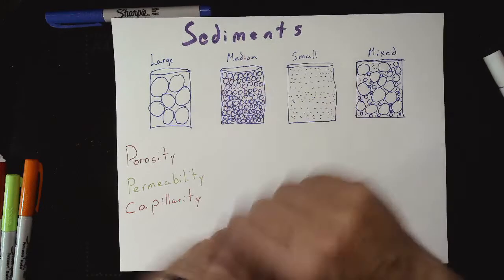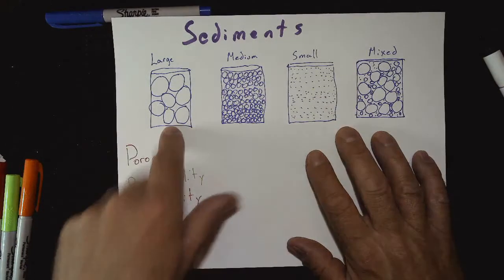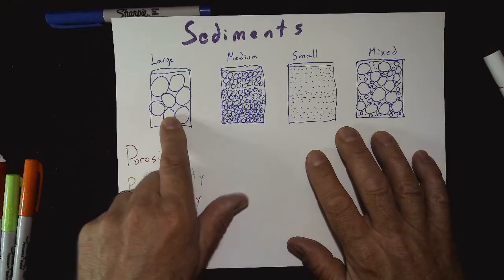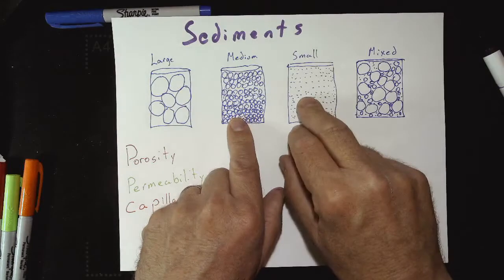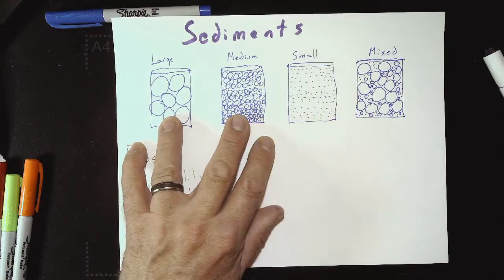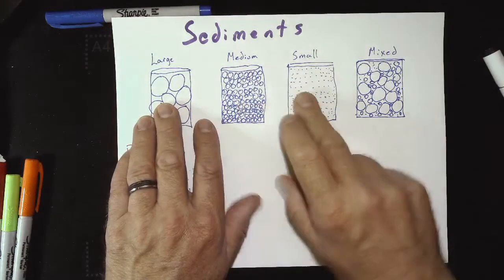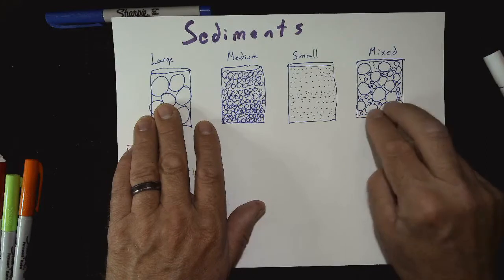Let's talk about sediments and some of their characteristics. So here we're imagining we have jars of sediments that are large, sediments that are medium, and sediments that are small. These are all rounded sediments. Their only difference is one is large, one is medium, one is small. And then we have one other jar where it's all of them mixed together.